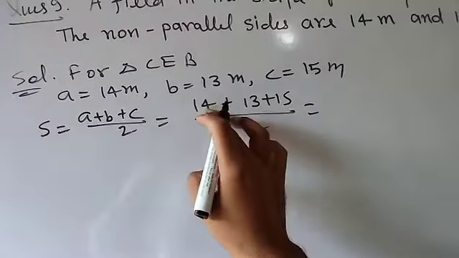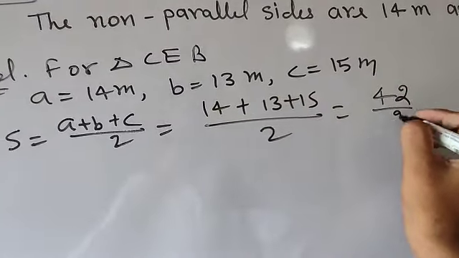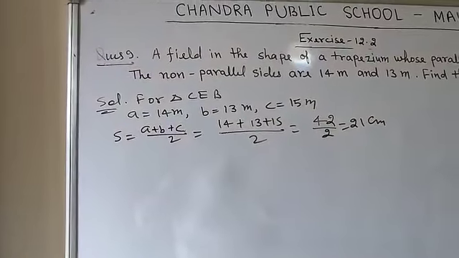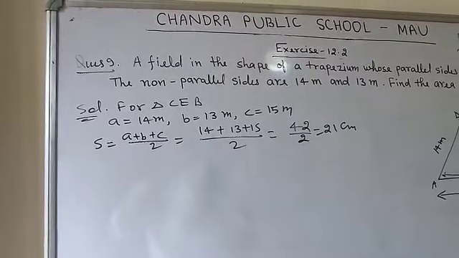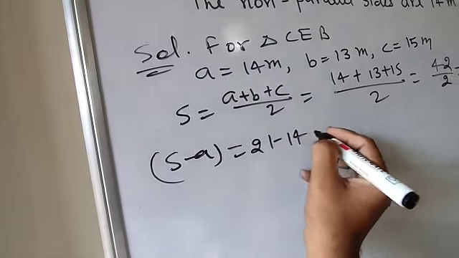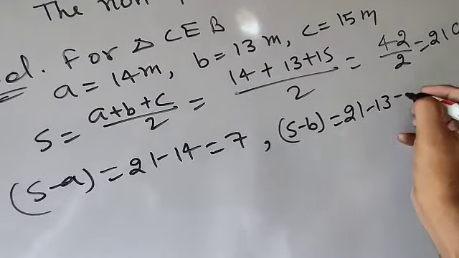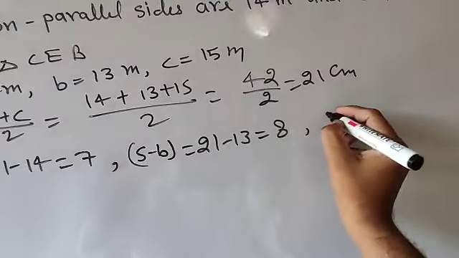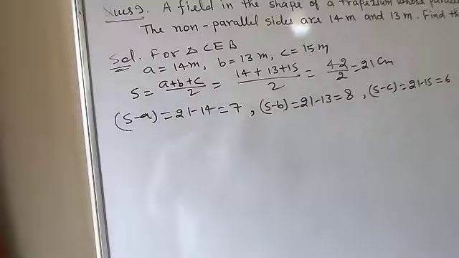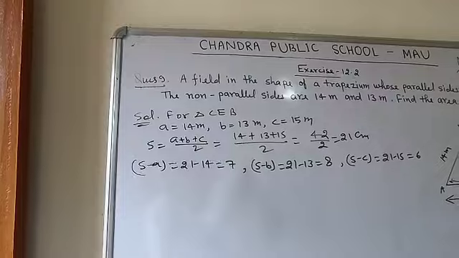If you add, 4, 3, 7, 5, 12, and it will be 1, 1, 2, 1, 3, 42 upon 2, that is equal to 21 centimeter. So here I got the value of S, that is 21 centimeter. Now first I am going to find S minus A. S minus A equals 21 minus 14, that is equal to 7. S minus B equals 21 minus 13, that is equal to 8. And S minus C equals 21 minus 15, that is equal to 6. So here I got the values of S minus A, S minus B and S minus C.